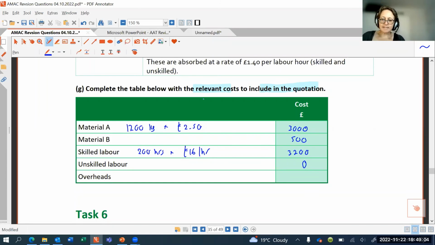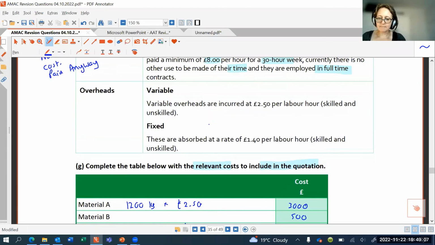And then the overheads, 2 categories of overhead. The variable overheads are incurred at £2.50 per labour hour, skilled and unskilled. And then the fixed overheads are absorbed at £1.40 per hour, skilled and unskilled. Now there's a difference between variable and fixed. Variable are costs that are going to be incurred if I go ahead and take on this job. So let's imagine it's the cost of running the machine for this particular contract.